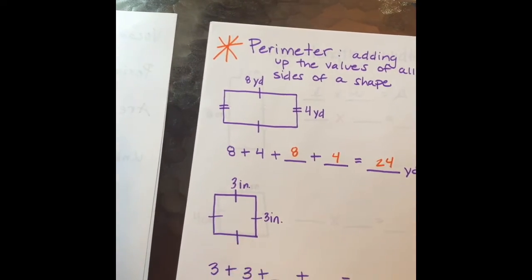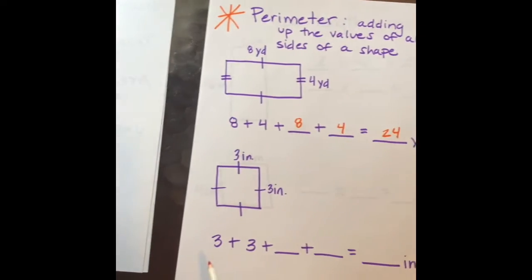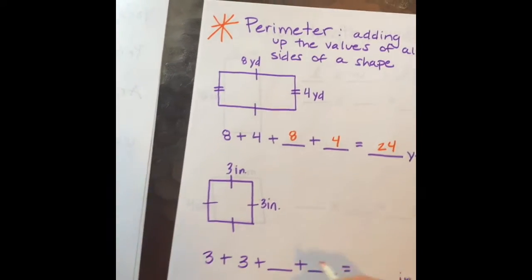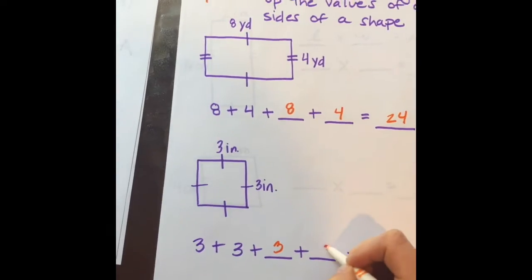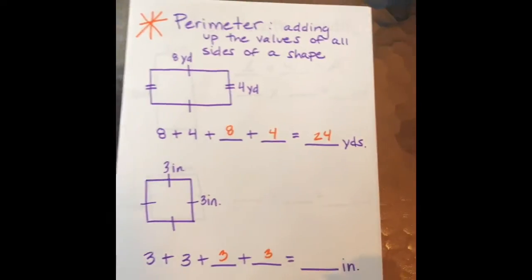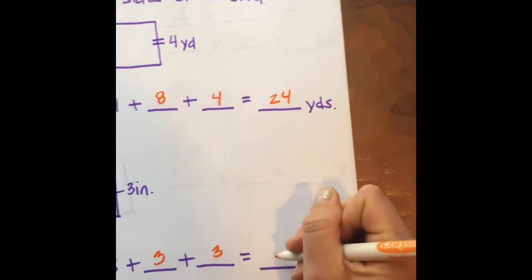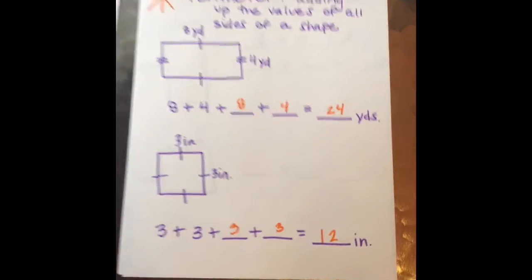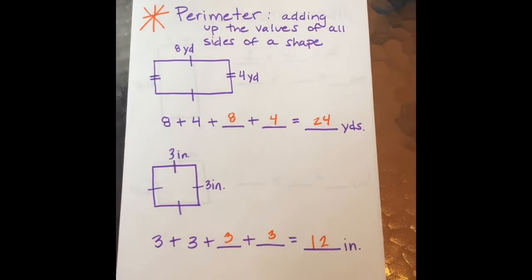Moving here, all sides of that square are 3 inches, so we're simply going to add up 3 four times, or we could simply multiply 3 times 4, and we would get 12 inches. Perimeter, the distance around a shape.